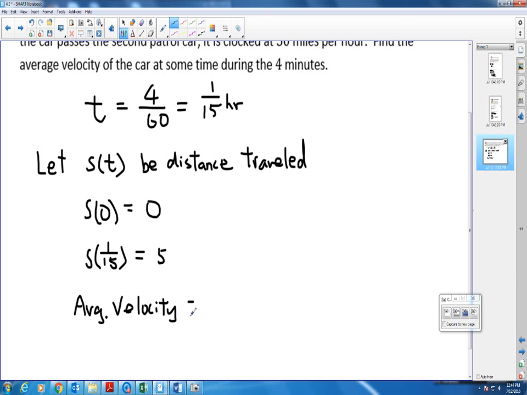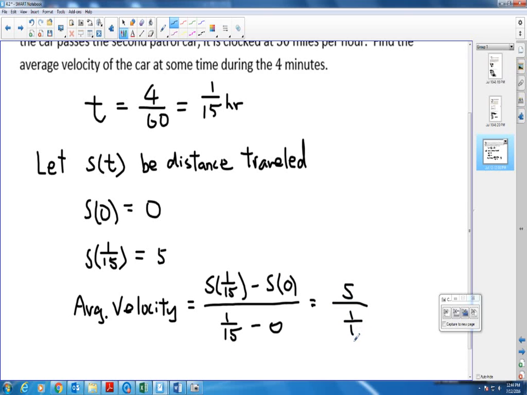if I use the mean value theorem here, that will be S of 1/15 minus S of 0 over 1/15, the b minus the a. So if you really think about it, S of 1/15 is 5 miles. 5 minus 0 is 5 over 1/15. So that means the average velocity is actually 75 miles per hour.